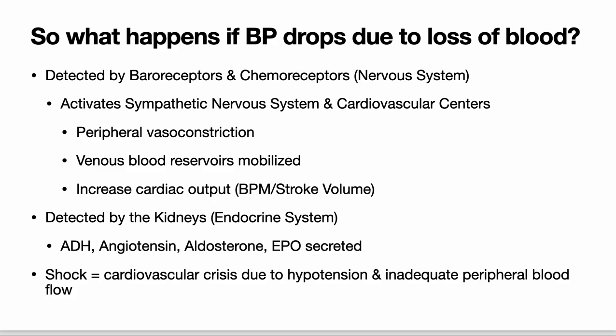If we can increase that, then that can help increase blood pressure. But that is going to mean we have to return more blood to the heart, which is why we want to mobilize those venous blood reservoirs. Now, the endocrine system is also going to detect the change in blood pressure. So we're going to see a release of antidiuretic hormone, angiotensin, aldosterone, and EPO. These all have the goal of increasing blood pressure.